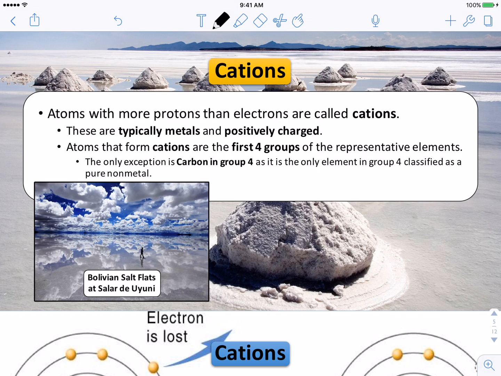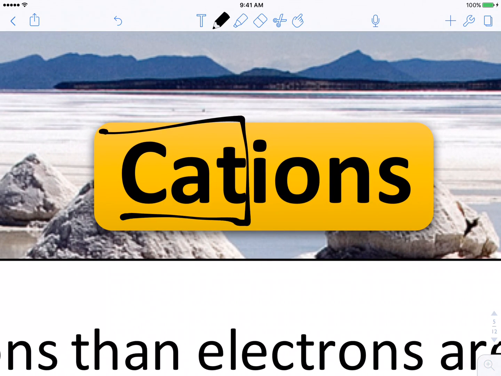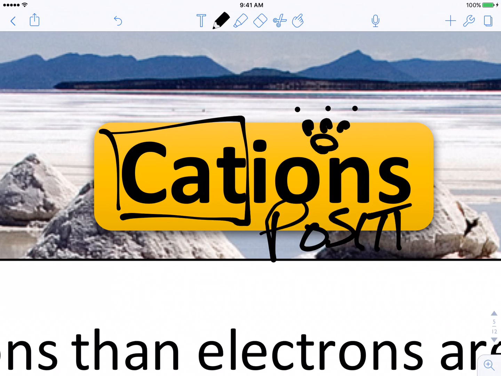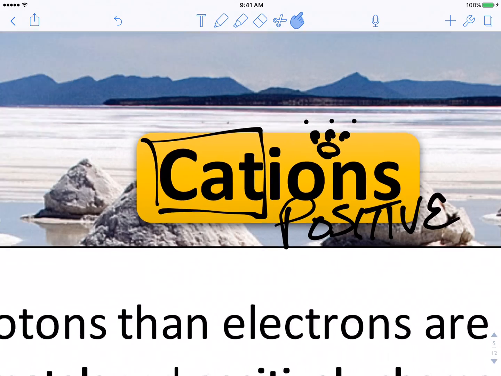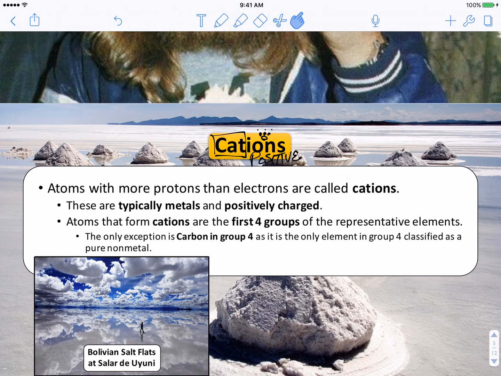Cations. So when an atom has more protons than electrons, so when it has a positive charge, it is a cation. A cheesy way to remember this is that cation has the word cat in it. Cats have paws. So cations are positive. If you never remember that I just said that, that would be perfectly a-okay. However, if you need that mnemonic device to help you remember that cations are the positive ones, don't forget that.